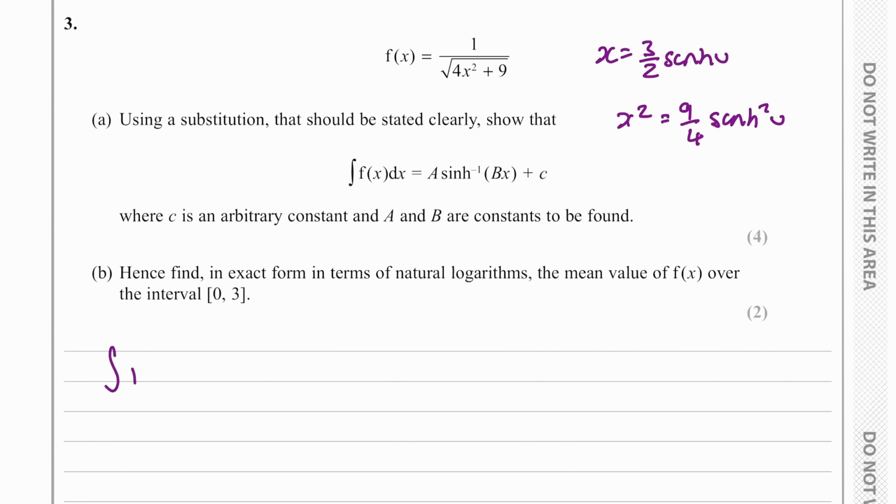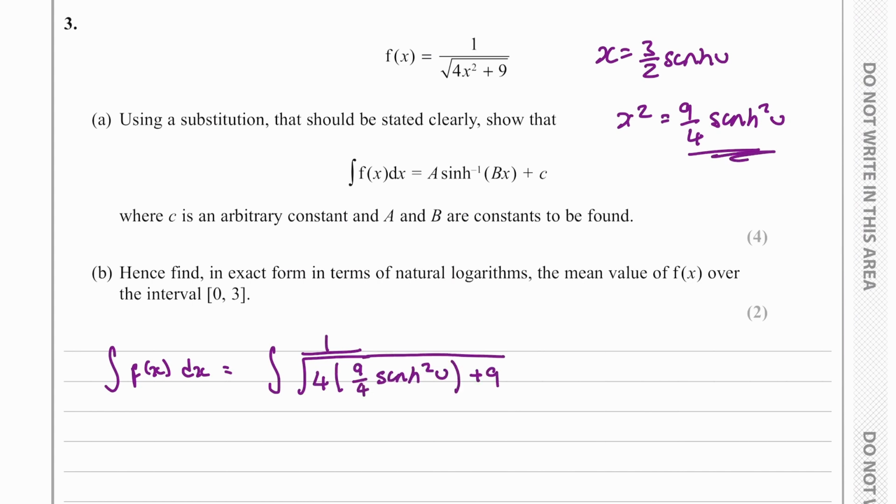So the integral of f of x with respect to x will be the integral of 1 over the square root of x squared, which is this, plus the 9. And this is all integrated with respect to dx. But if we're letting this equal x, then dx by du will be 3 over 2 cos u. So dx will equal 3 over 2 cos u du. And we can write this in place of dx.